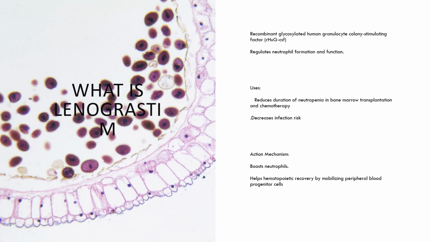After myelosuppressive therapy, lenograstim also helps to mobilize peripheral blood progenitor cells for hematopoietic recovery. It is intended to improve neutrophil recovery, which will lower hospital stays and the requirement for antimicrobial therapies.